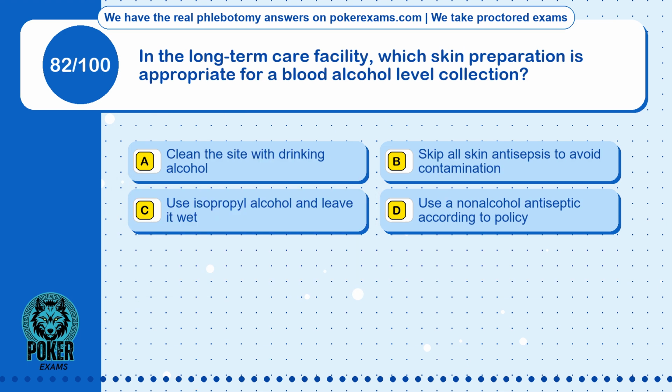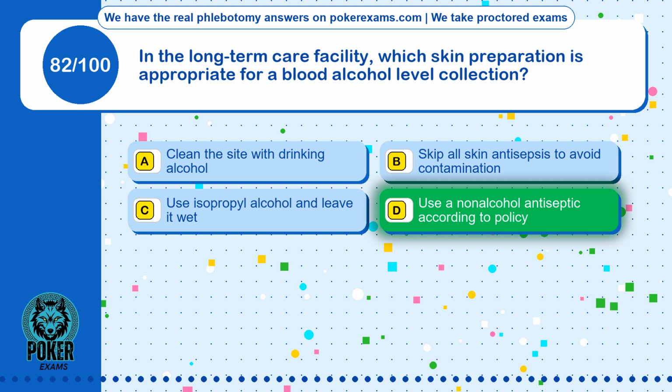Question 82. In the long-term care facility, which skin preparation is appropriate for a blood alcohol level collection? Option A. Clean the site with drinking alcohol. Option B. Skip all skin antisepsis to avoid contamination. Option C. Use isopropyl alcohol and leave it wet. Option D. Use a non-alcohol antiseptic according to policy.